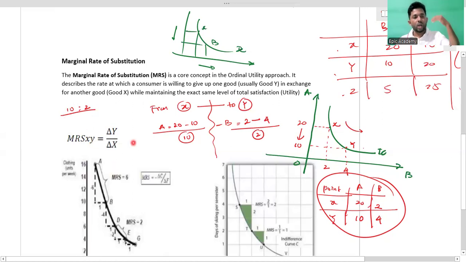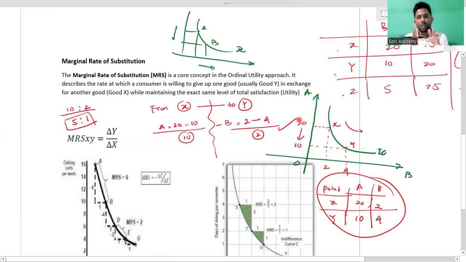So if you try to increase the consumption of B commodity by 1 unit, then you have to sacrifice 5 units of X, isn't it? 5 units of A. If it is 10 for 2, then 1 for 5. That's the meaning here, isn't it? In the face of X commodity, you are going to sacrifice that one. You try to increase the consumption of B.